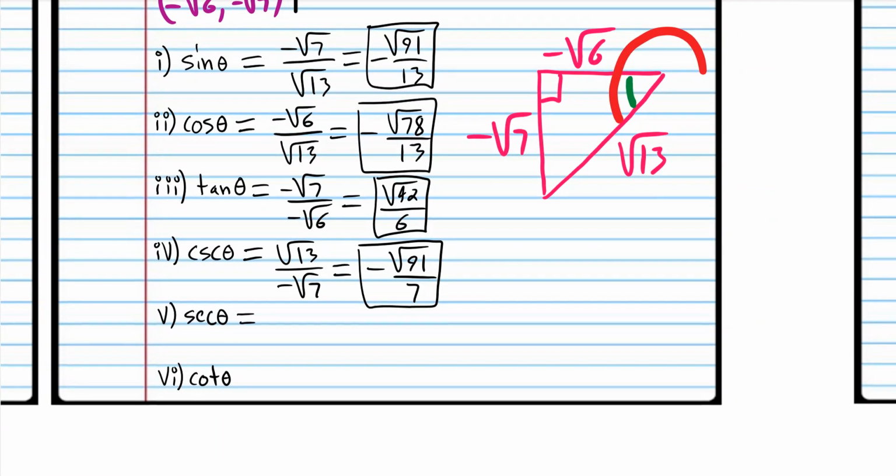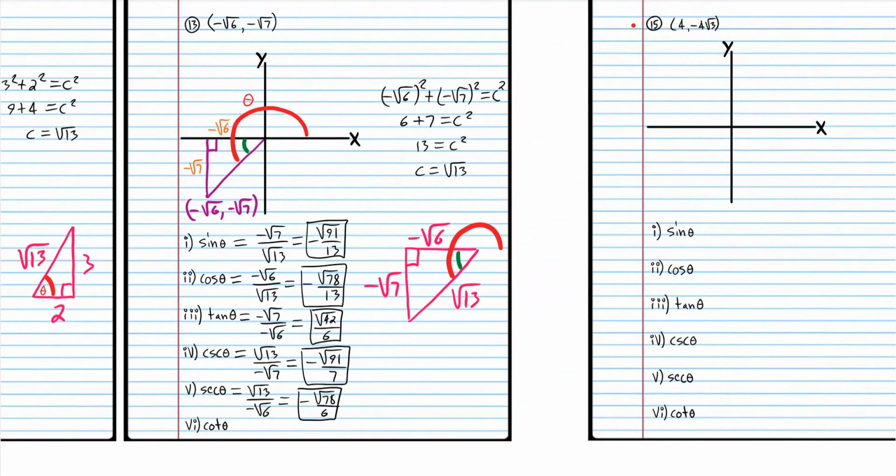Secant theta is defined to be the hypotenuse divided by the side adjacent the green reference angle. Multiply both sides by root 6 and we get negative root 78 over 6. And sorry, we're kind of running out of room here. Let me make some more room.